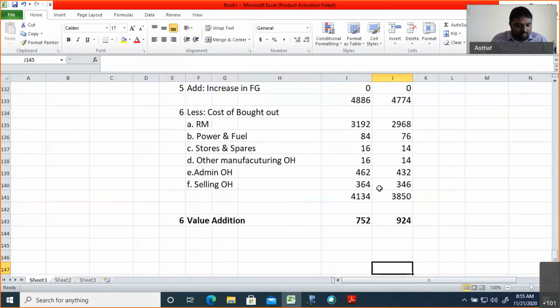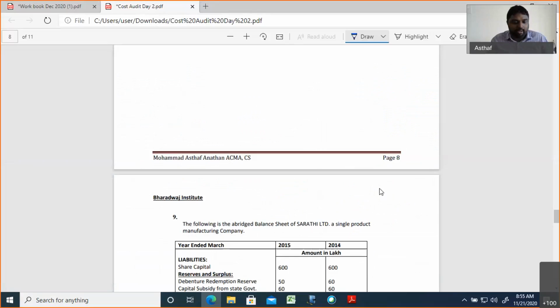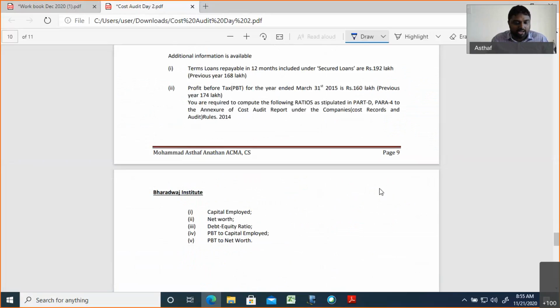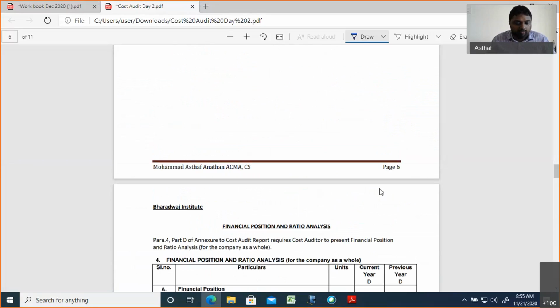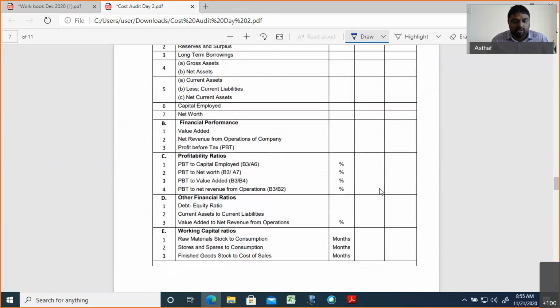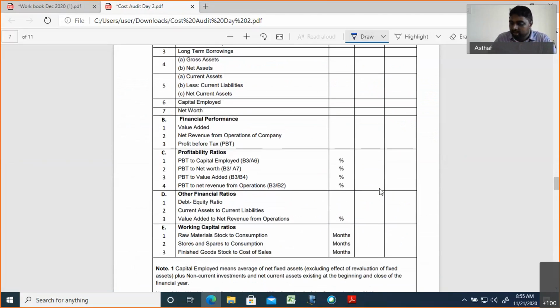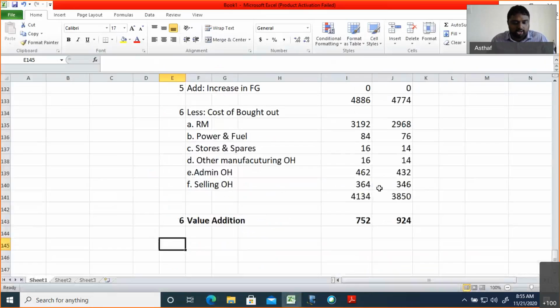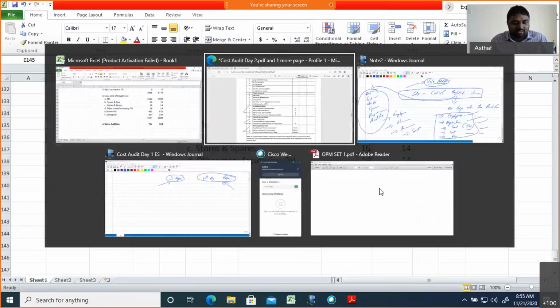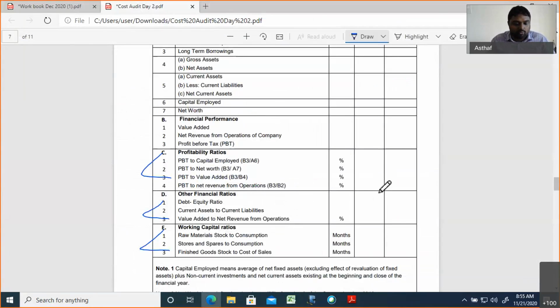So now we will do one by one question. This comes under the next topic, that is the financial position. In financial position, we have to prepare some statements. Look here: PBT to capital employed, other financial ratios, working capital ratio. All those ratios we are making now. So what will come here? First, what do we have to prepare?